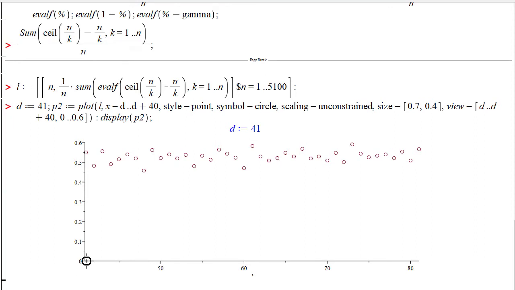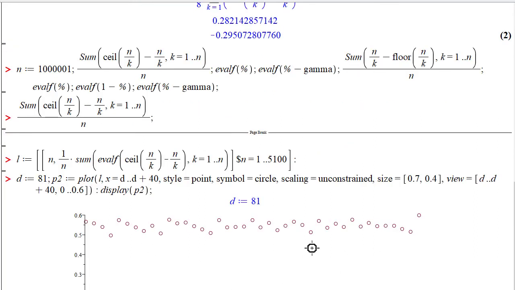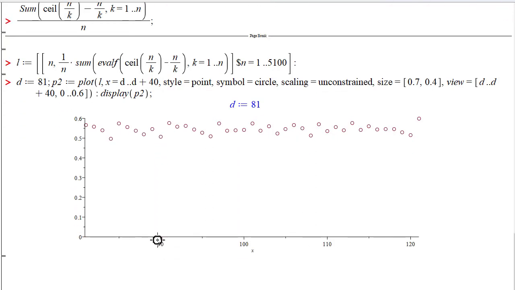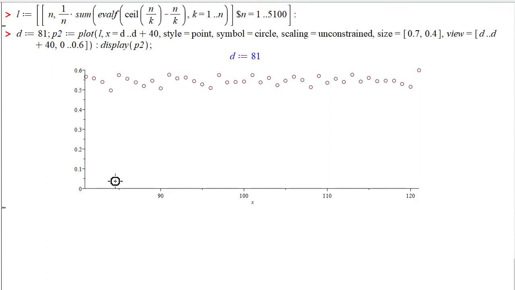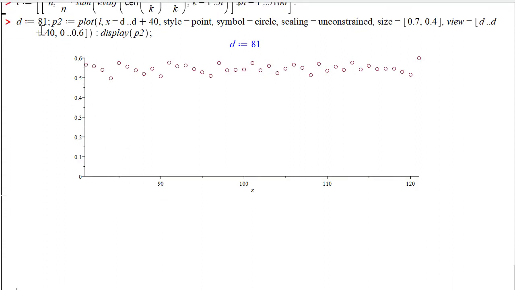So now it's at 40 right here, or 41 actually. So 41, so the next 40. And then if I go, so that took me to 80. So if I go to 81, I mean, it's still up and down. So is it really settling? I mean, it's a slow convergence.